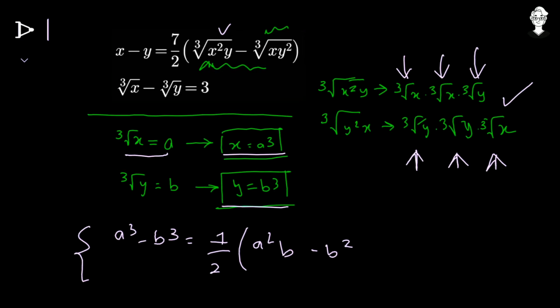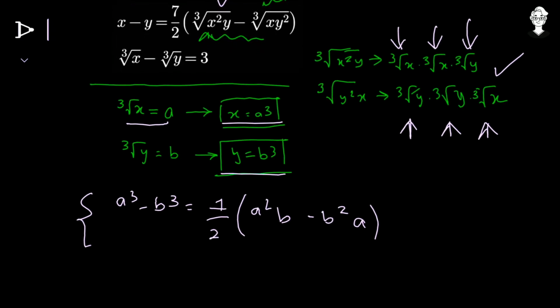Cube root of x is equal to a, and cube root of x minus cube root of y becomes a minus b, and that is equal to 3. Now we have a quite better equation. If we solve for the values of a and b, we can just substitute and obtain the values of x and y.